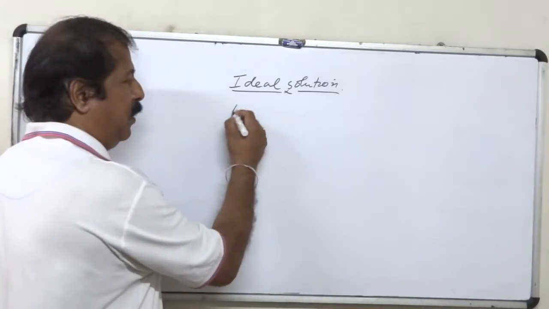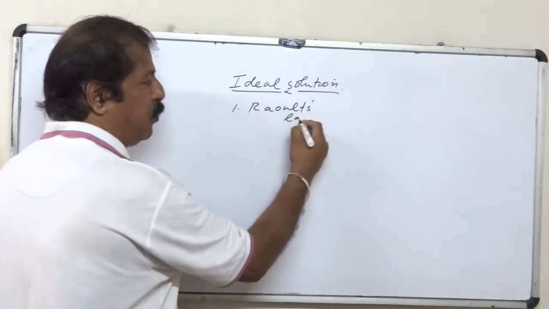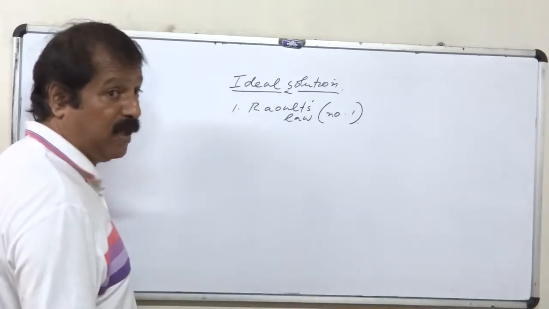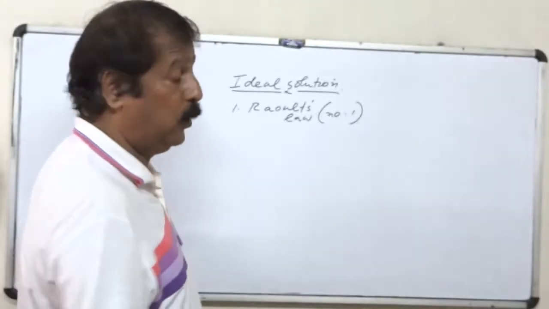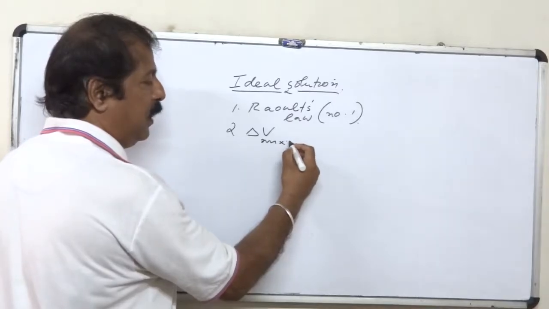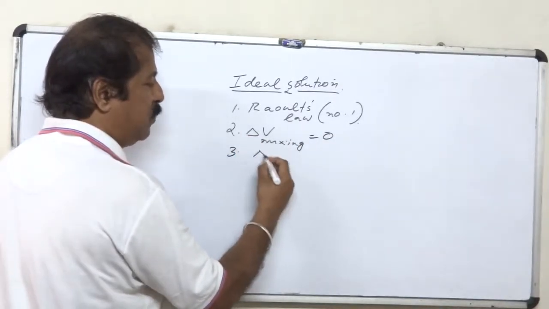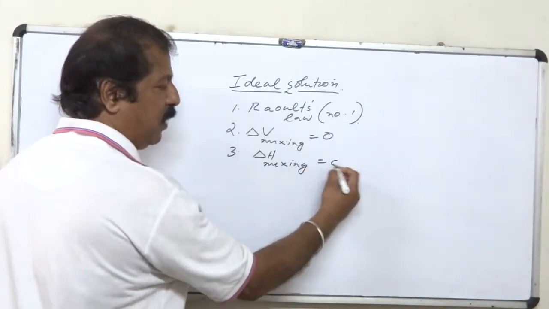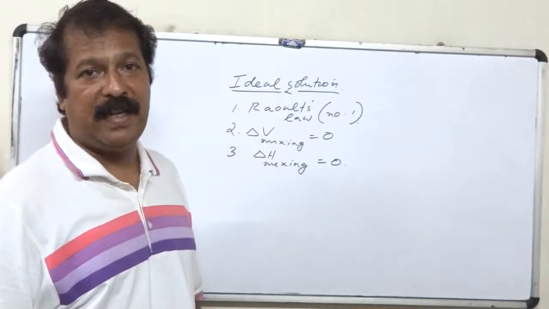The solution which obeys Raoult's law. Which law? Raoult's law number 1. I have given you two laws, Raoult's law 1 and Raoult's law 2. Raoult's law 1: both solvent and solute are volatile. Second one, delta V mixing equal to 0. And third one, delta H mixing equal to 0. If these three conditions are obeyed, automatically that solution is said to be ideal solution.